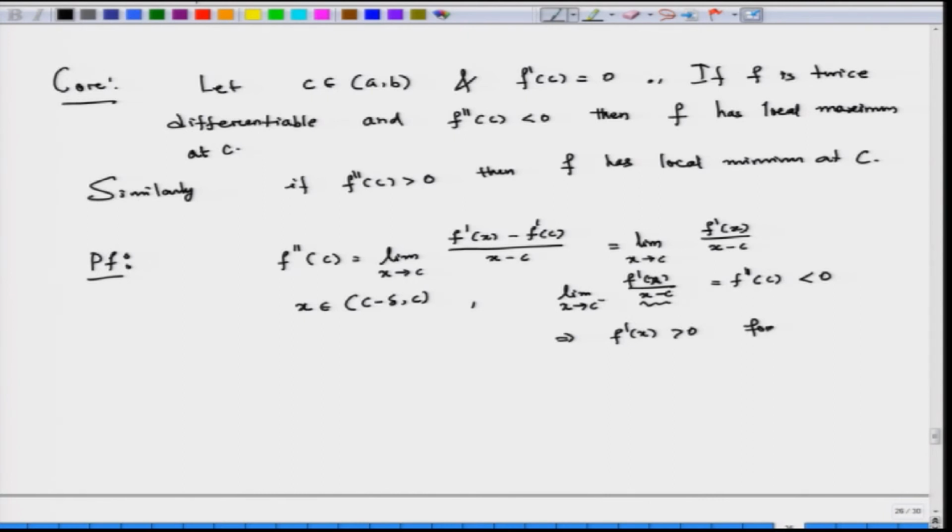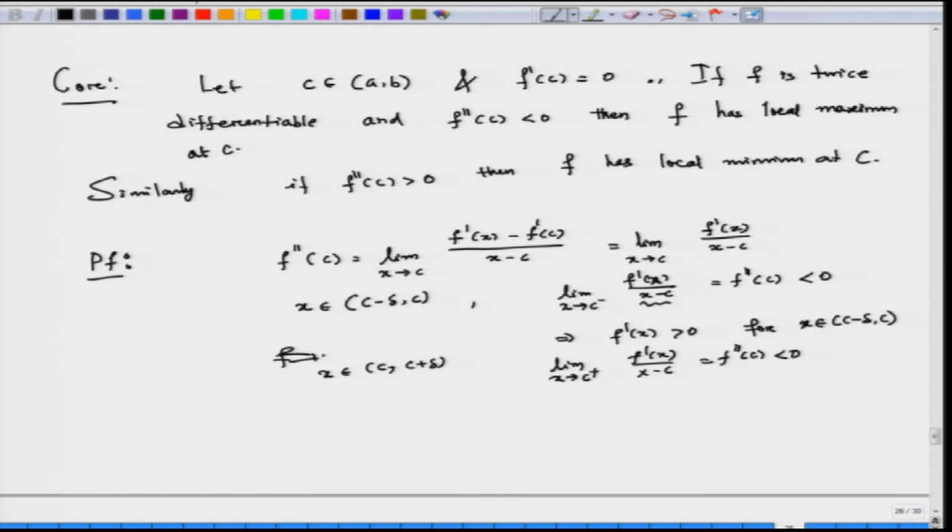for x belonging to C minus delta to C. So, f is increasing on the left hand side, since f prime of x is positive. Similarly, if you look at C to C plus delta, then the limit as x goes to C from the right of f prime of x by (x minus C) is equal to f double prime of C, which is negative. Now, x minus C is always a positive number. Therefore, the ratio is going to a negative number.